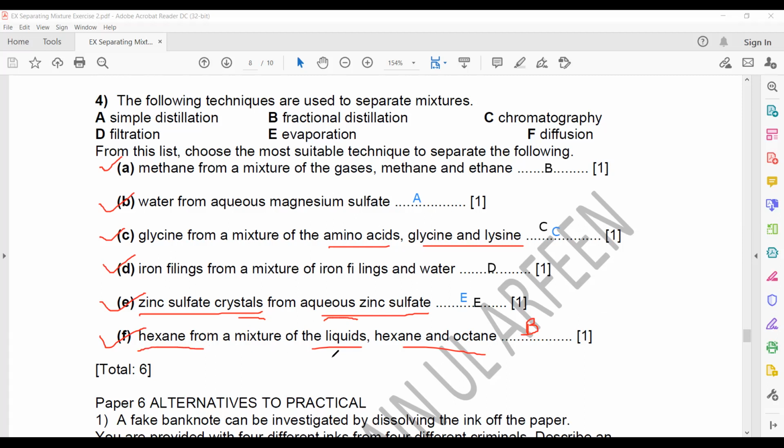Hexane from a mixture of liquids, hexane and octane. So two liquids are there. When two liquids are there, we use fractional distillation. If we want one liquid from a salt solution, in that case we use simple distillation. But if two liquids are mixed together, then we use fractional distillation.